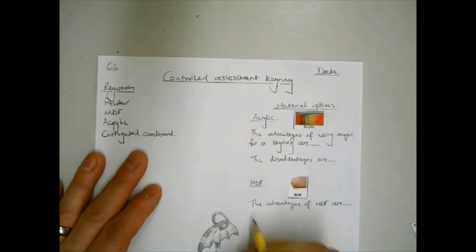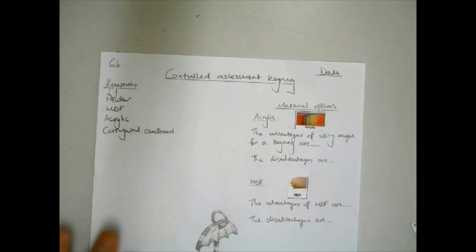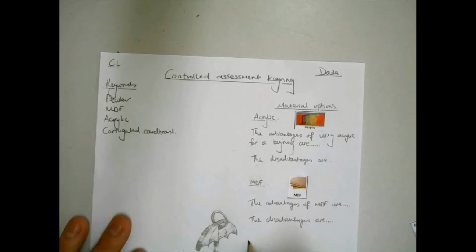Again, you need to consider the advantages of MDF in relation to your design. For example, MDF can be painted easily, which means it will look good and won't take a long time to paint, which saves time and money. Make sure you also give the disadvantage of MDF, such as MDF is weaker than wood, which means it won't last long before it breaks.